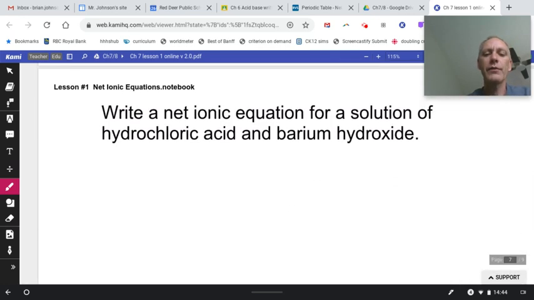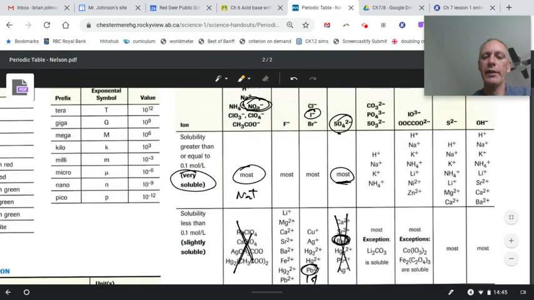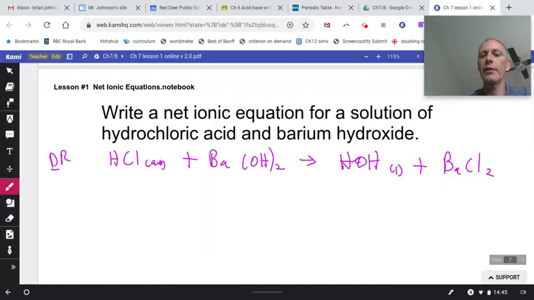Okay, write a net ionic equation for a solution of hydrochloric acid and barium hydroxide. Okay, hydrochloric acid reacts with barium hydroxide. We will be doing a double replacement, so that will be HOH or H2O. Water is a liquid. And BaCl2, I think that's high solubility. Chloride there, and barium is not in this list, it's here. High solubility, aqueous. Okay, this one's a little tricky.